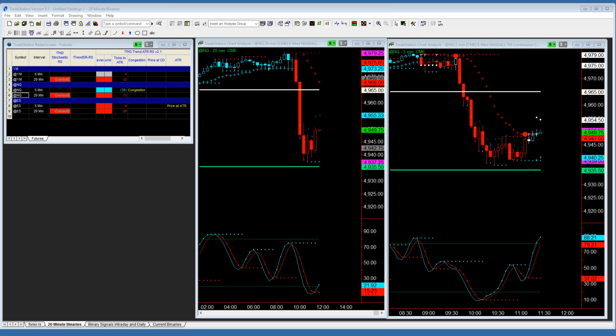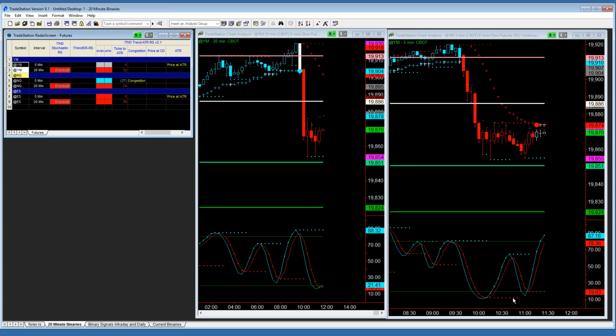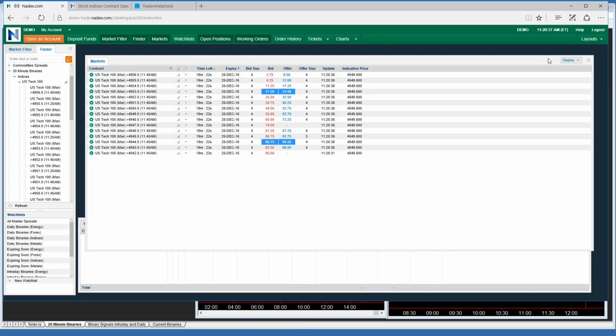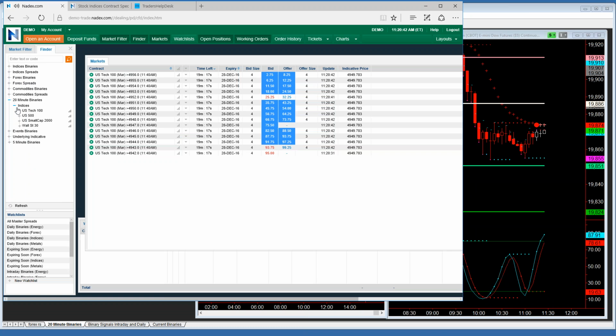Now they've started. What I would like to see is that this comes up to this congestion dot here. Do you see how the stochastics is overextended right now? So what I would like to see is that this comes up to this white dot, then it pulls back, then I could potentially have an entry. Right now, just not an entry there. This one more than likely is going to come down because that stochastics is way overextended. So I'm going to shrink this down some. We're going to go over to the Dow.